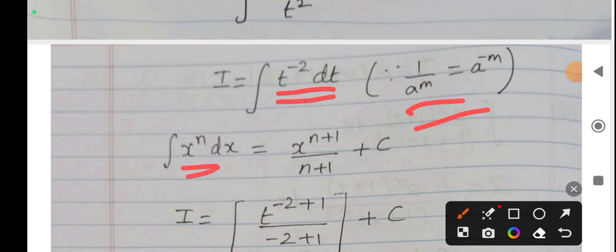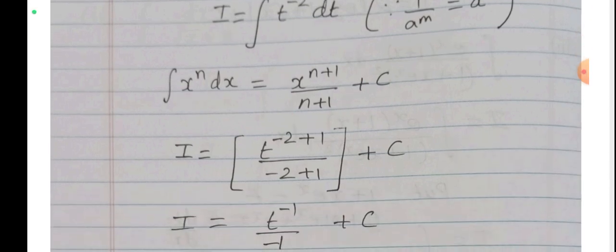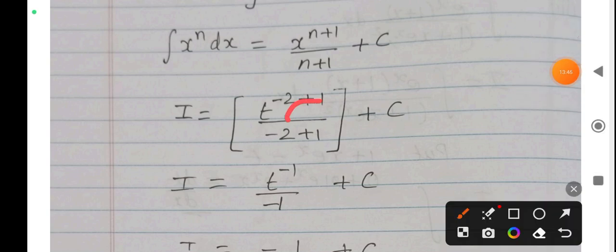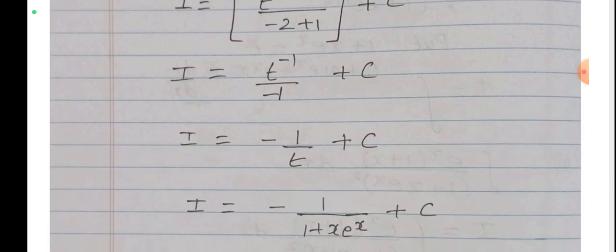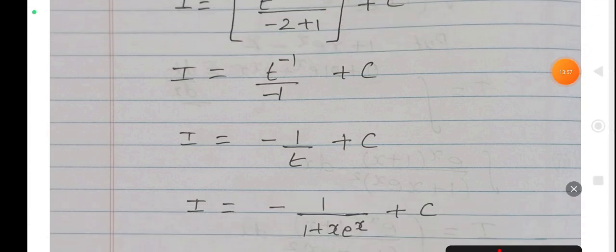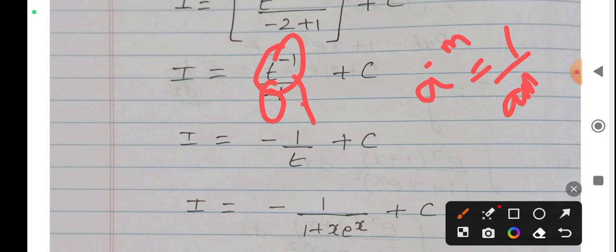Now the integral of x power n dx formula: x power n plus 1 by n plus 1 plus c. So t power minus 2 plus 1 by minus 2 plus 1. So minus 2 and plus 1 you add and I get minus 1. Again the denominator is minus 2 plus 1, minus 1. So again a power minus m, we all know a power minus m is 1 by a power m. So we got minus outside, and t power minus 1 we get as 1 by t.